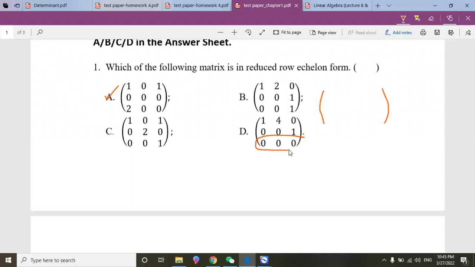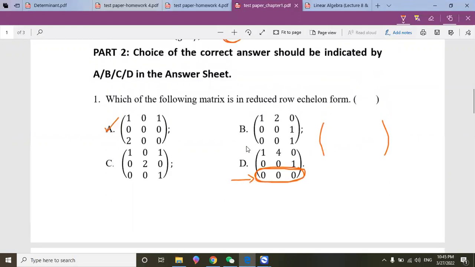If it is 0, it must be at the end. If all the entries of a single row are 0, it must be at the end. And the second condition is that all the entries below the pivot point and above the pivot point must be 0.